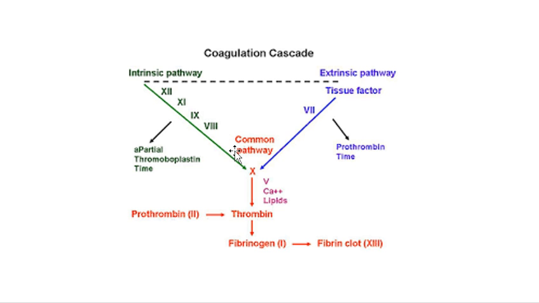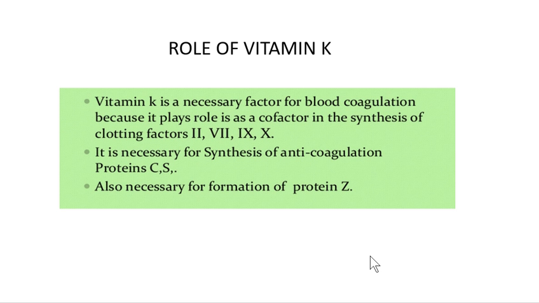The same pathway is shown to help you remember it this way. The intrinsic pathway: factor 12, 11, 9 and 10. And here factor 3, which is tissue factor, and 7 and then 10. Then thrombin is formed and then fibrin is formed. Just to remember, I have used this slide.